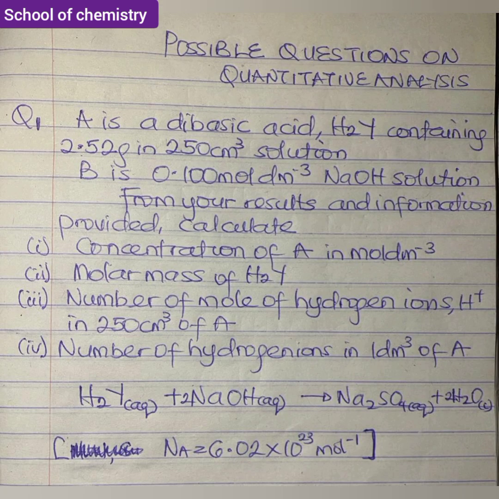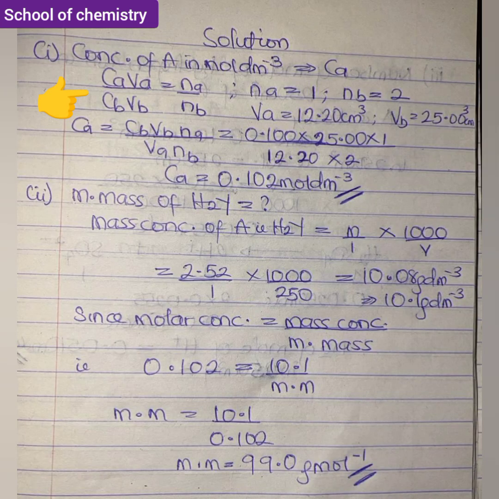Now, in the first one, to get the conc of A in mole per dm cube, there's a way you can convert 2.52 gram in 250 cm cube to gram per dm cube, but there's no way you can turn it into mole per dm cube because you cannot get the molar mass of H2Y yet. Because of that, we are going to use the law of dilution of acid to base, and that is CaVa over CbVb equals Na over Nb.